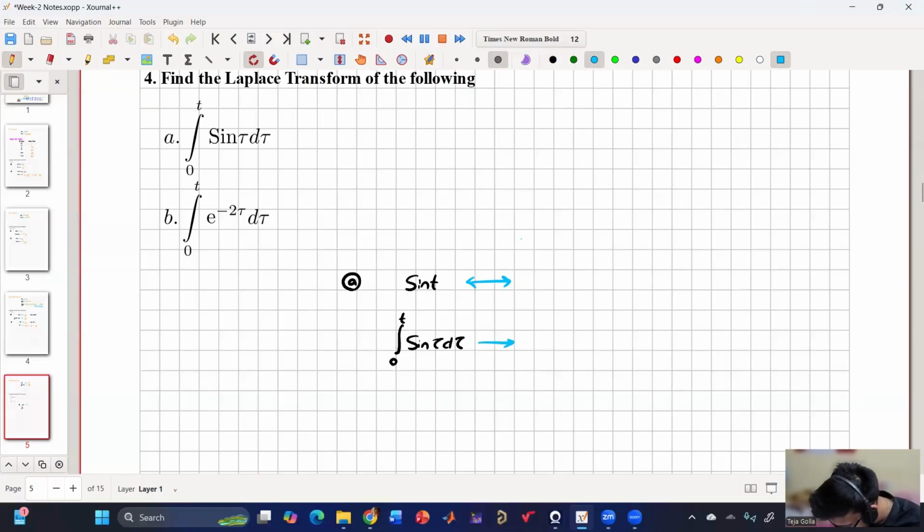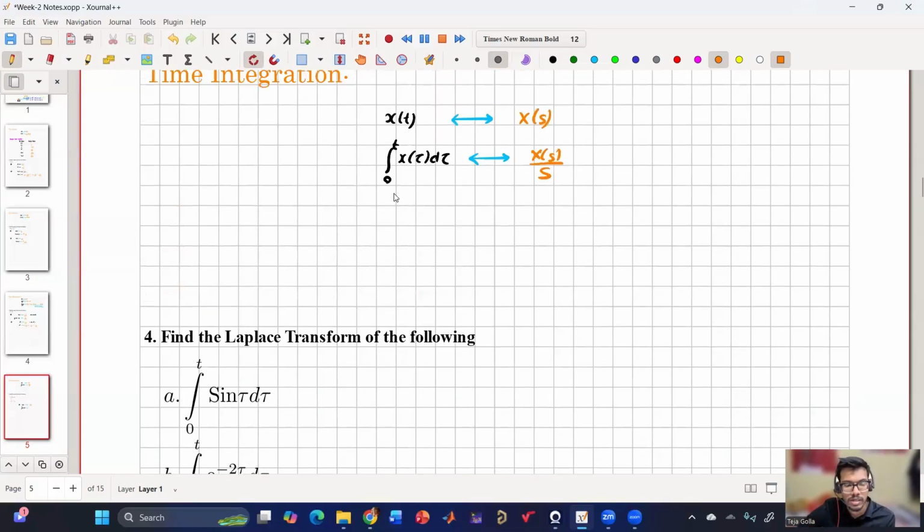One by s square plus 1. Very good. So what will be the Laplace transform of this integral term? Just check. It is integral 0 to t x of tau d tau. It is x of s by s.